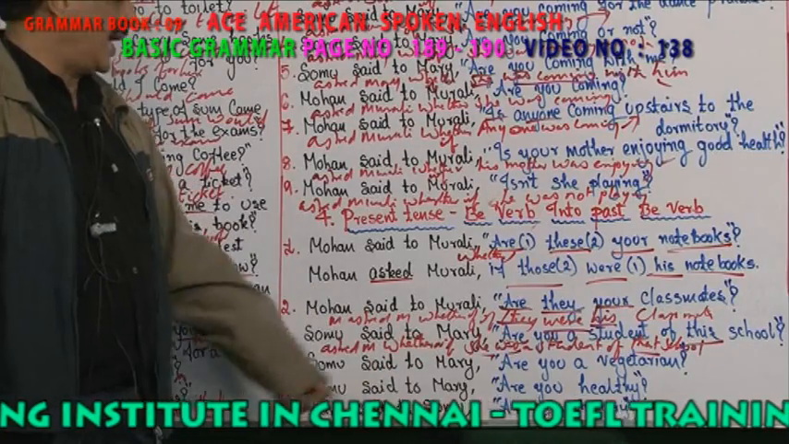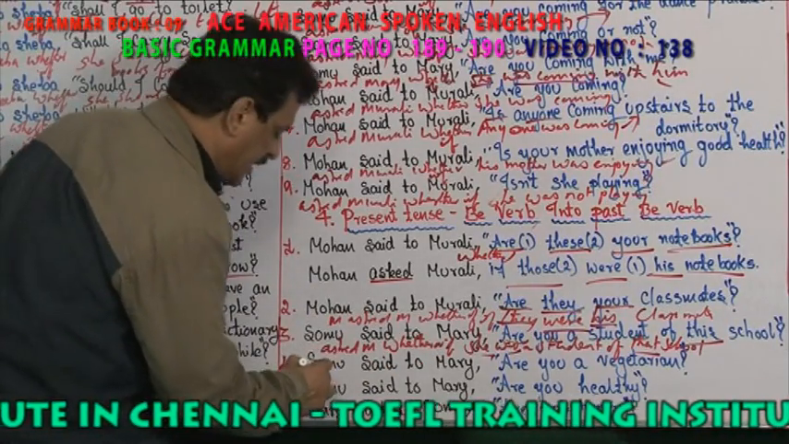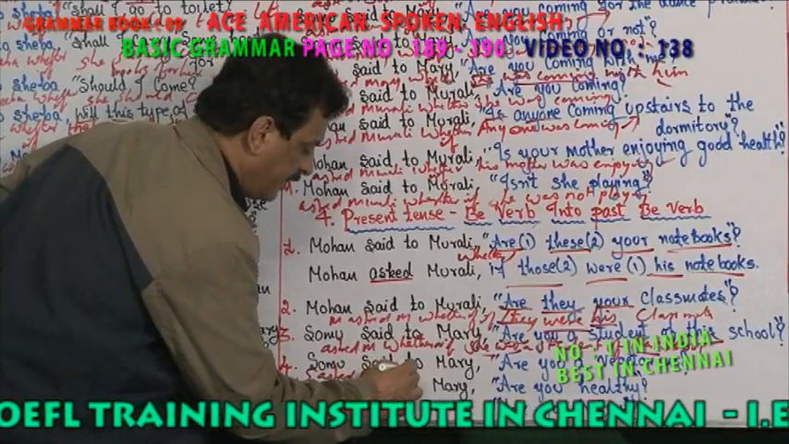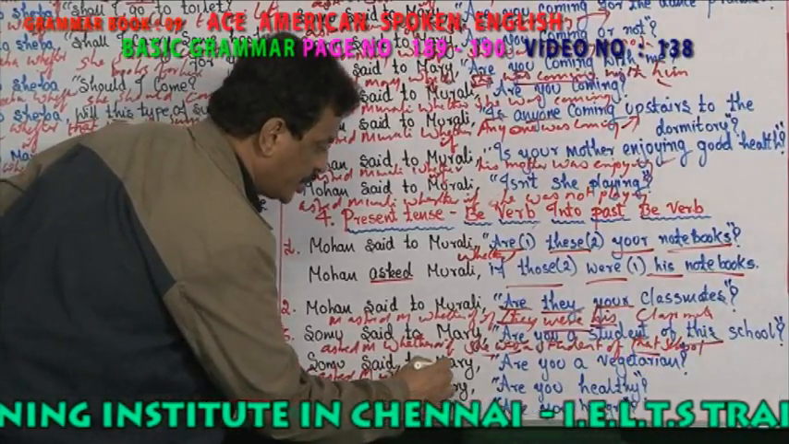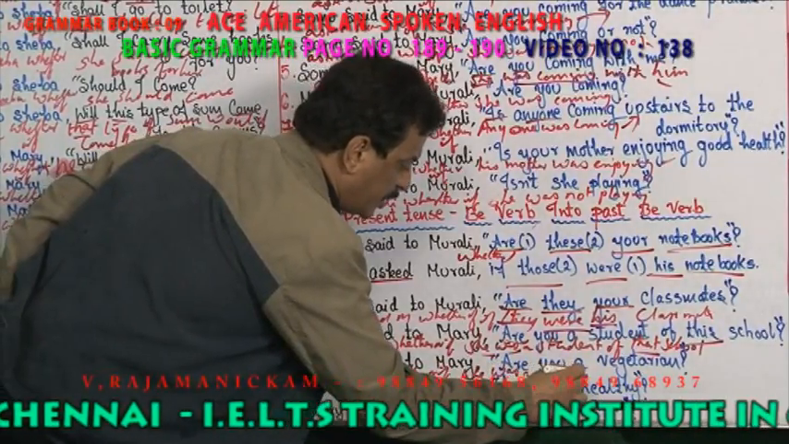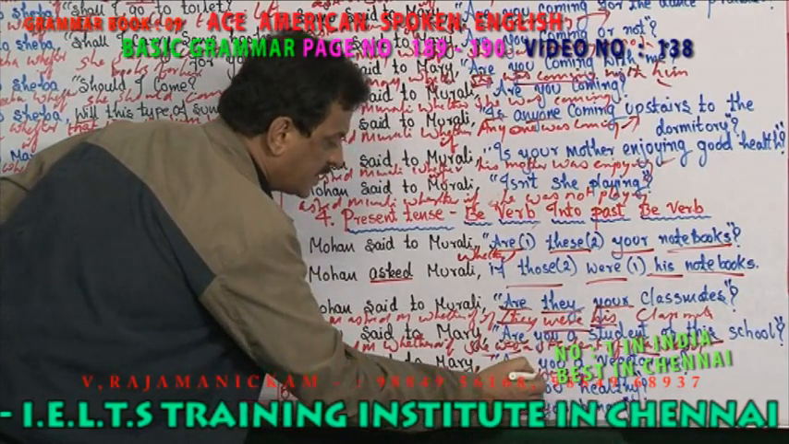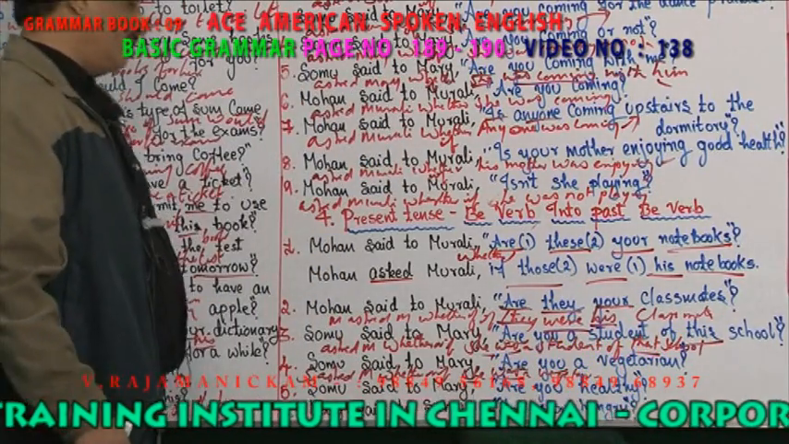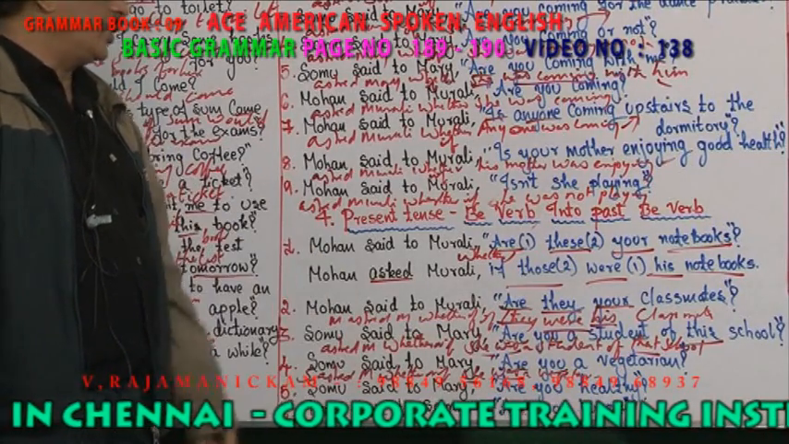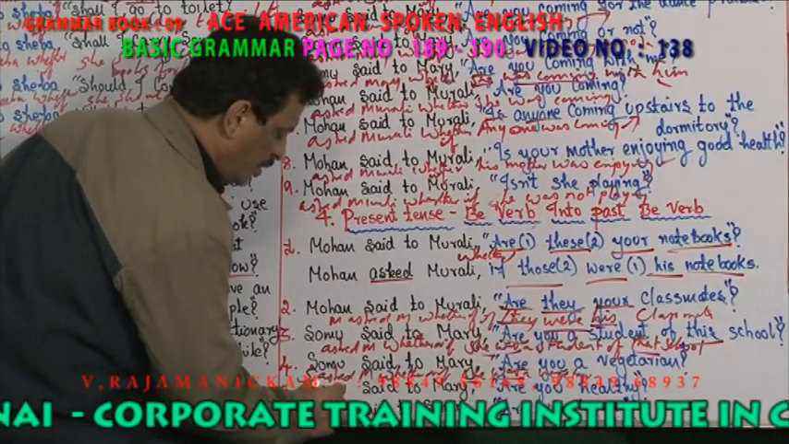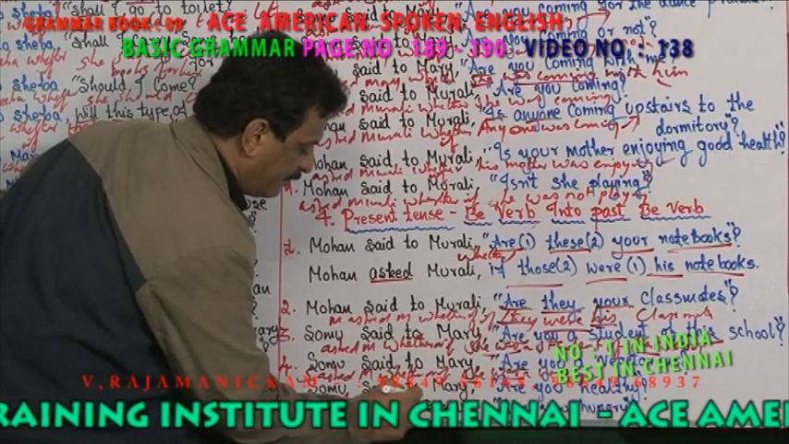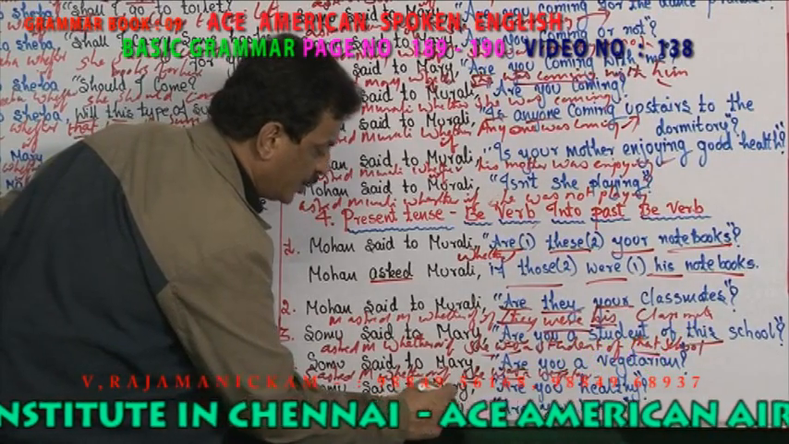Next, Somu said to Mary, "Are you a vegetarian?" How does it change? Somu asked Mary whether or if she was a vegetarian. So are you a vegetarian changes into she was a vegetarian, right, sir? Somu said to Mary, "Are you healthy?" So how does it change? Somu asked Mary if or whether she was healthy.